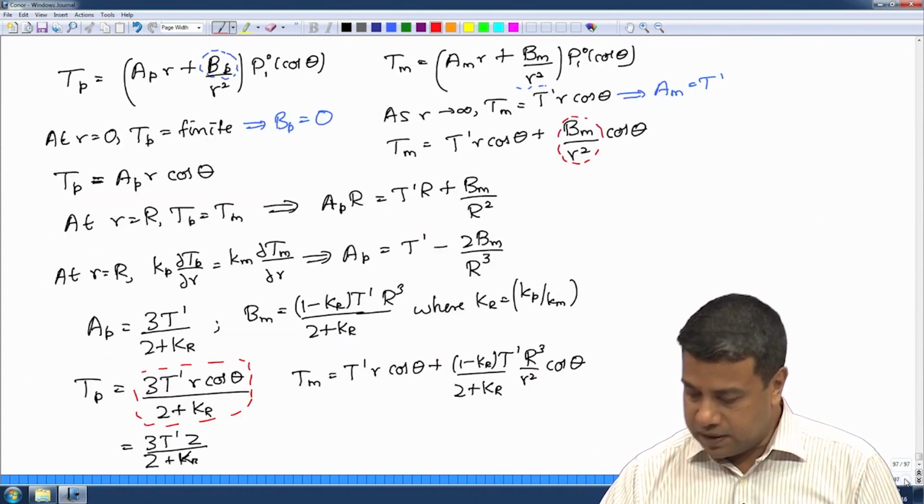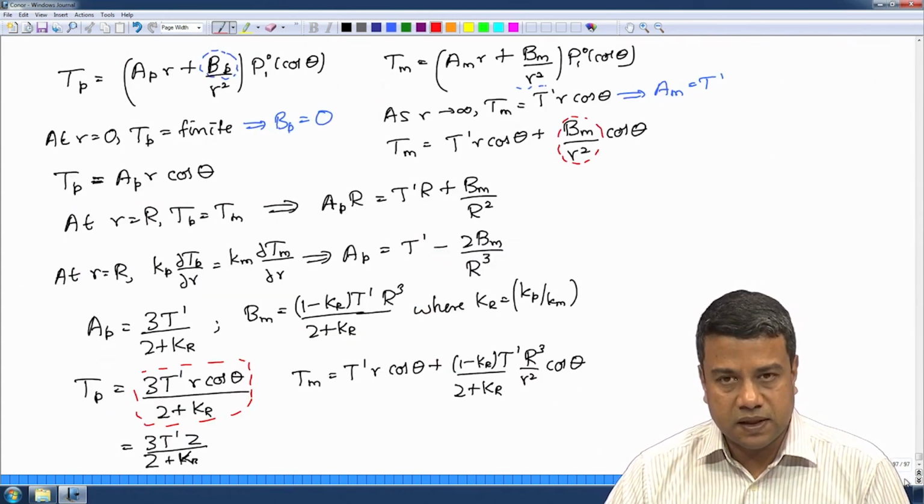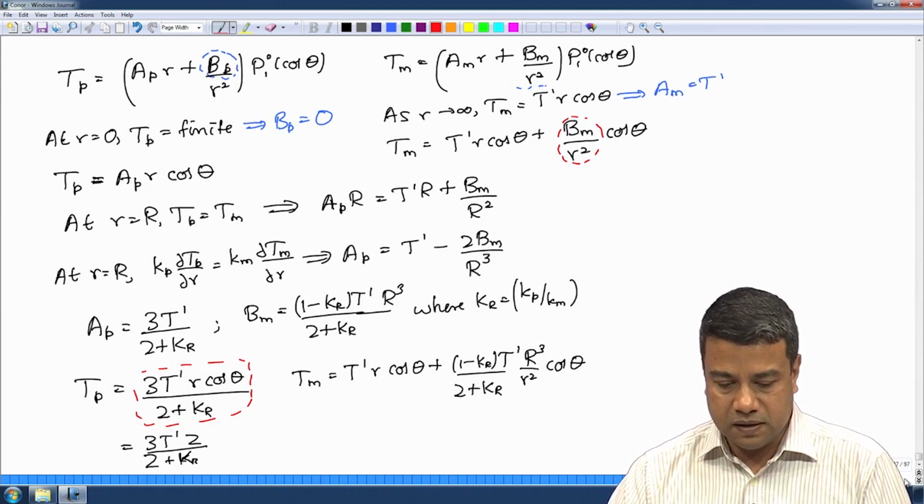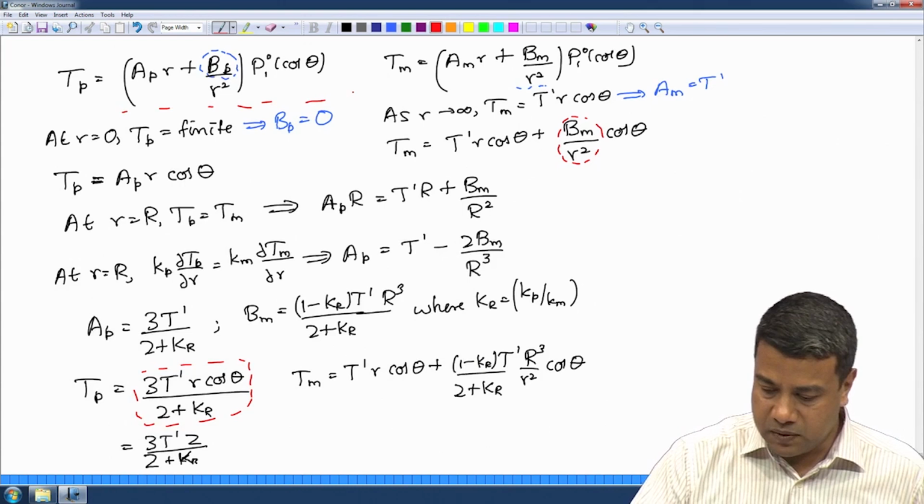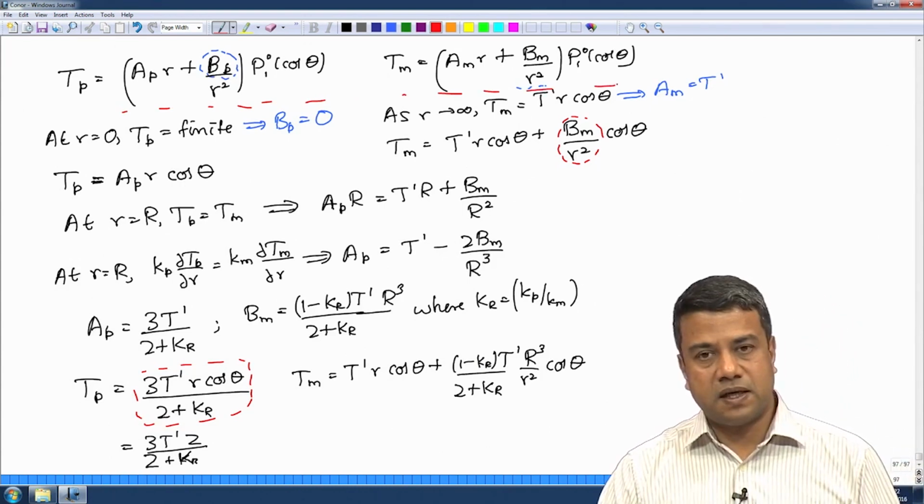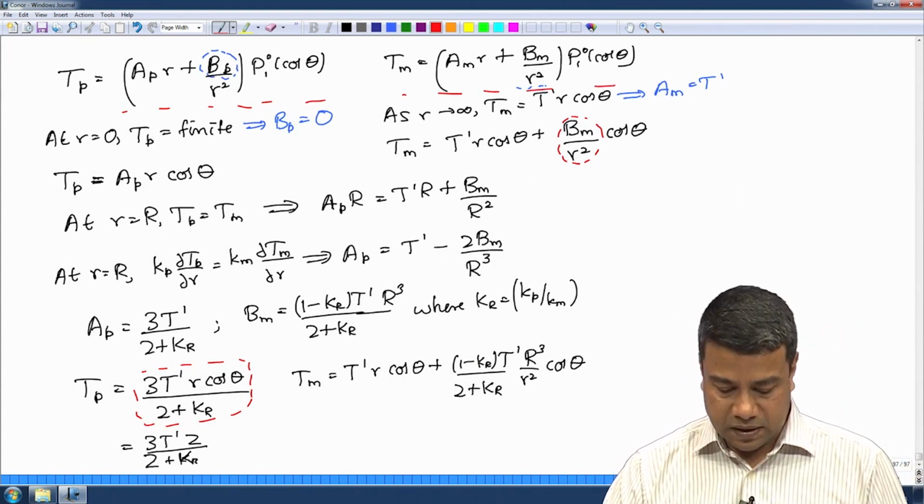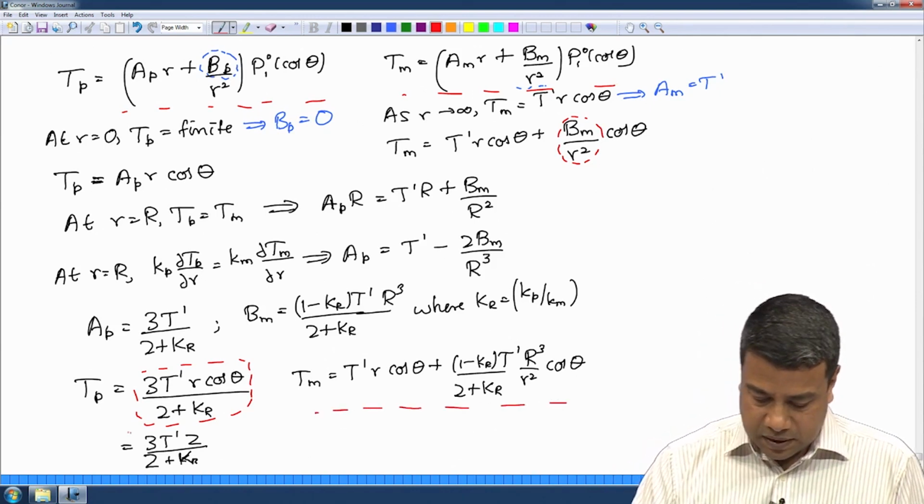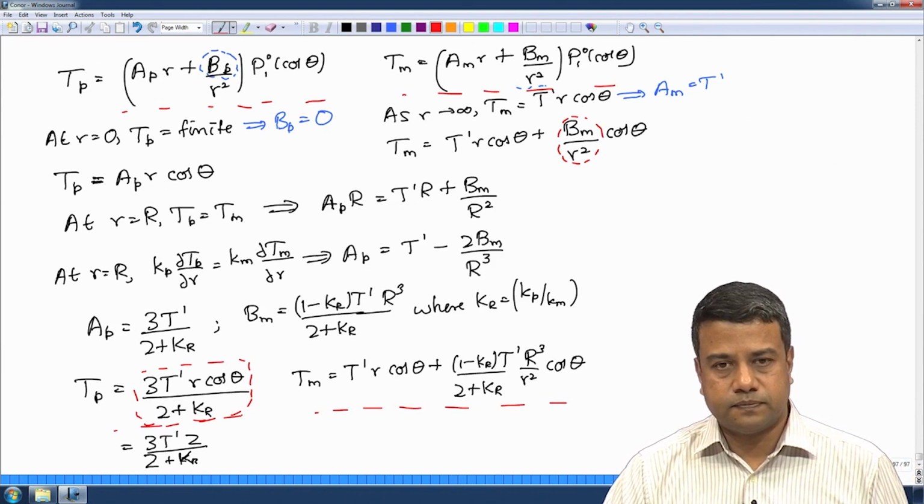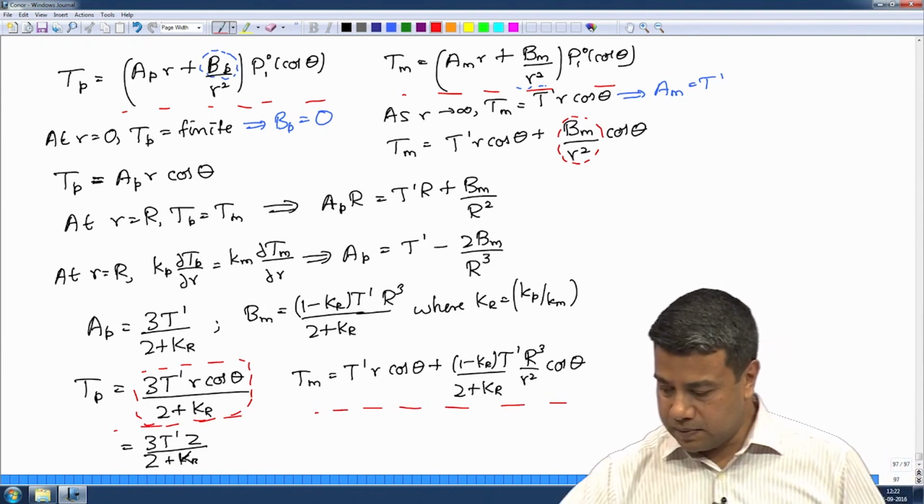So, just from the symmetry and the orthogonality of the Legendre polynomials, we had managed to reduce the solution to just P_1^0 of cos theta in both the matrix and the particle. And then I had imposed the boundary conditions in order to find out what is the matrix temperature and what is the particle temperature. And with that, I had gone back.